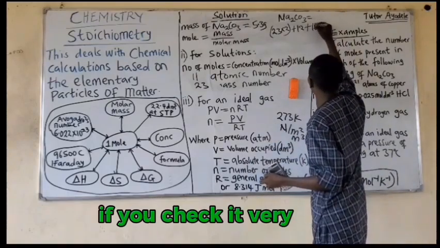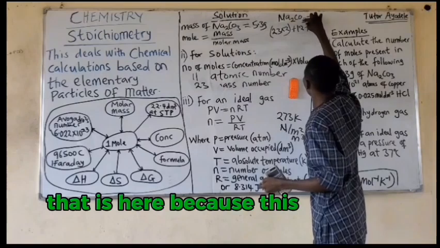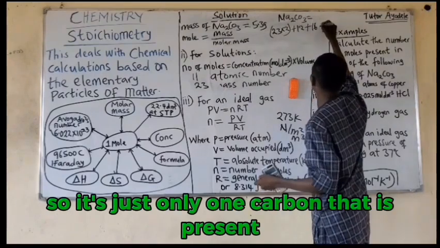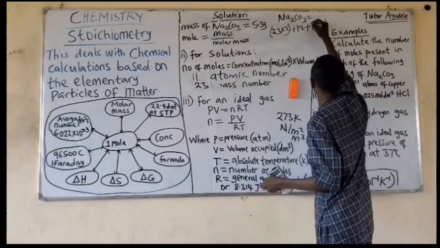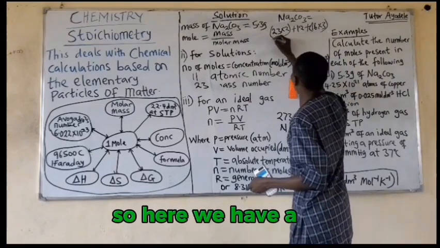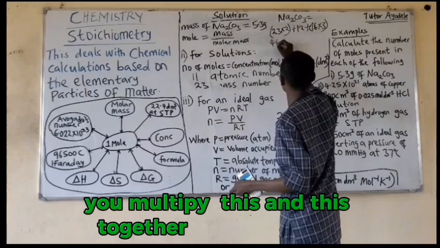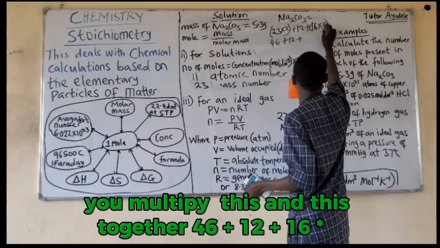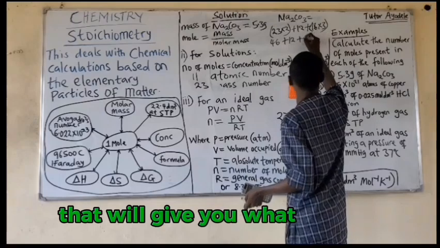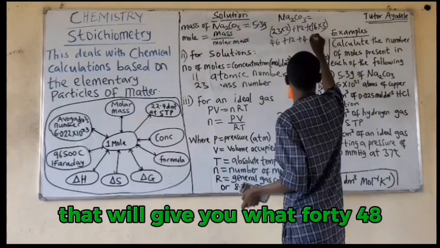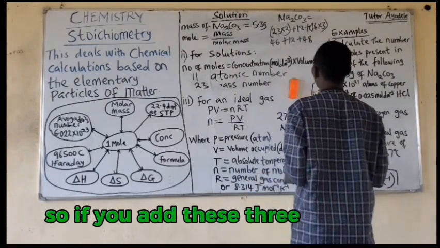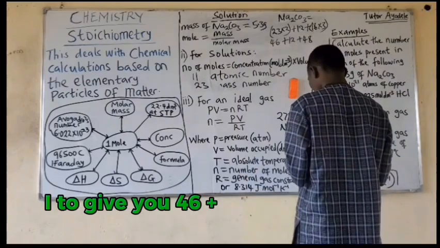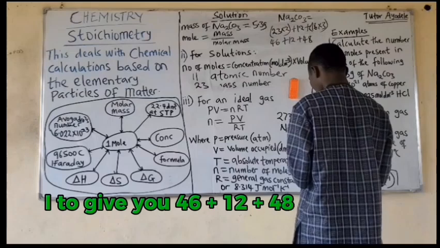But if you check it very well, you notice that there are 3 oxygen atoms, because these 3 belong to this oxygen. These 2 belong to this sodium. So it's just 1 carbon that is present. That will be 16 times 3. So here we have 46. If you multiply this and this together, 46 plus 12 plus 16 times 3. That will give you 48. So if you add these 3 together, it will give you 46 plus 12 plus 48.